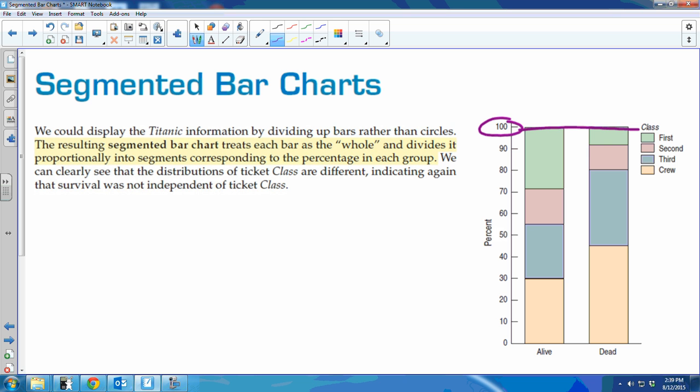So what you can do here is look to see if there's a relationship between the variables. Here we've got the Titanic again, and we have survival as your 2 bars, and then you have the classes as the segments. So there are 2 ways you can say this. You can talk about independence.